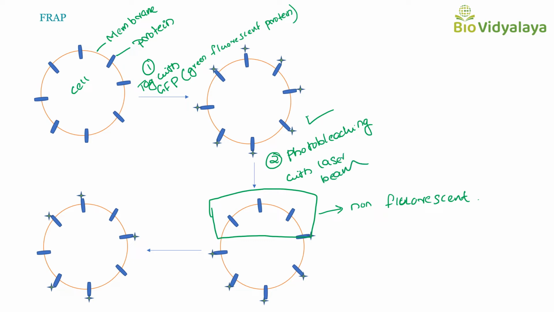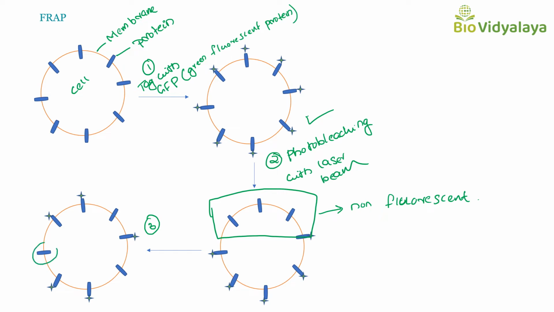This selected area will become non-fluorescent as compared to the rest of the area, and then we will wait for some time and observe the cell through a fluorescent microscope. We can then observe that some of the bleached area has recovered its fluorescent capacity. Why? How is it possible? This is due to the lateral diffusion of labeled molecules to the bleached region.